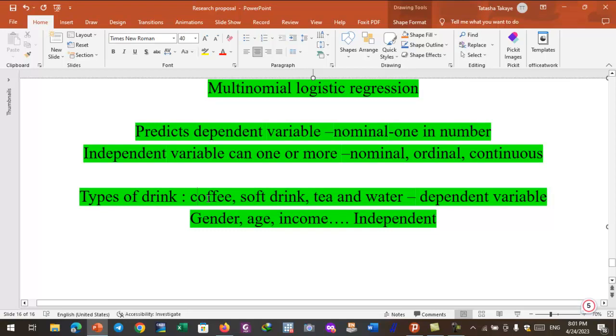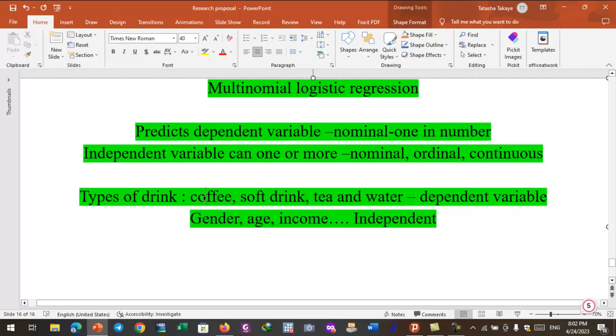Coffee represents a type of drink. Soft drink represents a type of drink. Tea represents a type of drink. Water represents a type of drink. There is no such comparison of less than or greater than between or among the groups in the dependent variable. In such a case, if the dependent variable, or any variable, is measured on such nominal groups, then we could say that variable is a nominal variable.